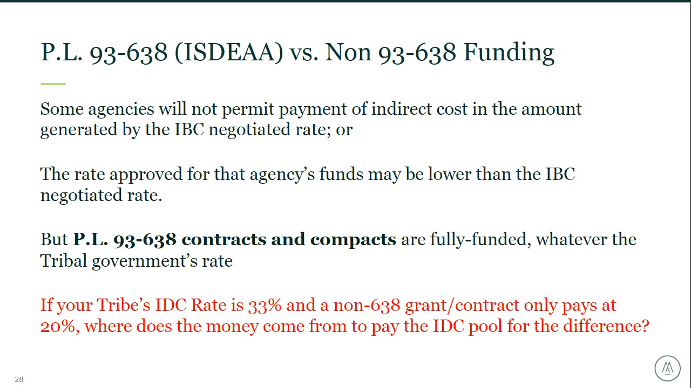So for non-638 funding, say your tribe's indirect cost rate is 33%, and it's a non-638 contract that only pays 20%. So where does that money come from to pay for that indirect cost pool, for that difference? That comes from the general fund. The tribe's general fund has to bear those expenses because not all grants are paying their fair share of their indirect cost rate based on your actual pool cost.